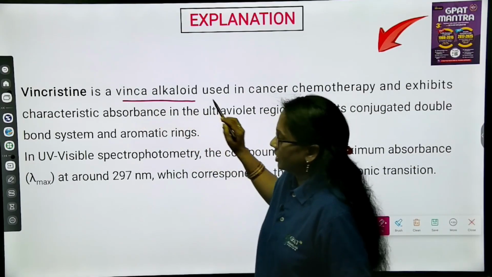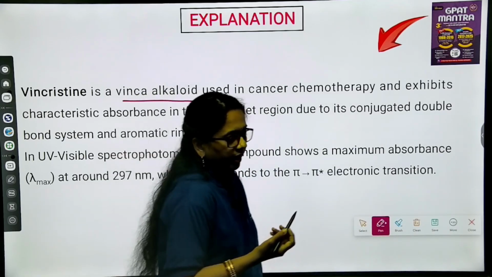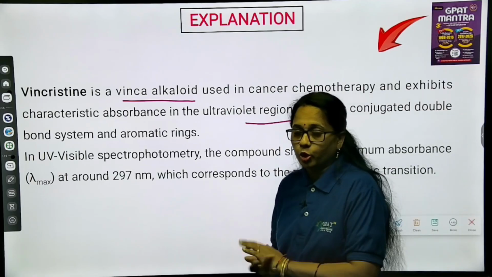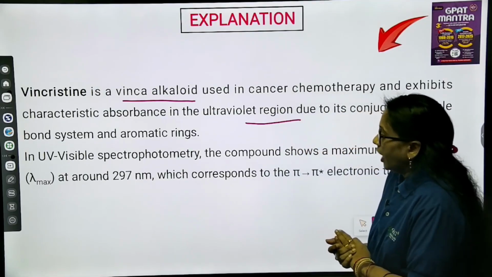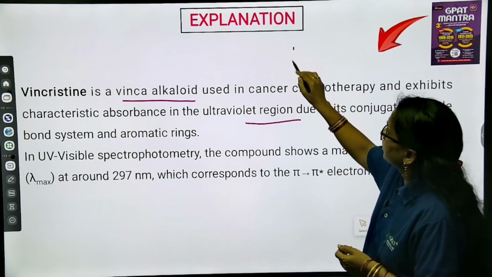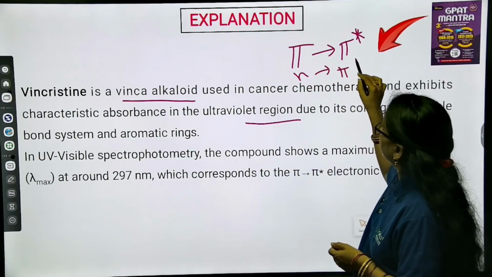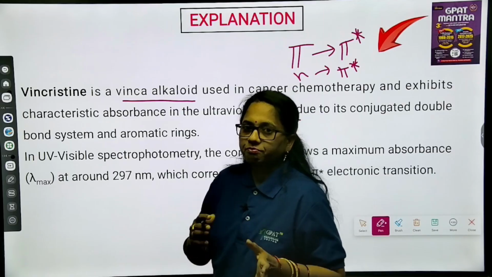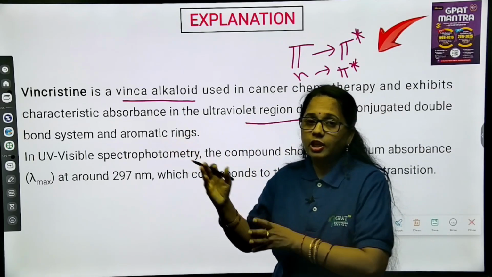If you see vincristine, it is a Vinca alkaloid used in cancer chemotherapy, right? And it is going to exhibit characteristic absorbance in the UV region. This aromatic moiety is going to be present, and nitrogen and oxygen elements are also going to be present here. Mostly, whenever energy is given to such types of molecules, you are going to observe pi to pi star transitions, as well as n to pi star transitions. But majorly, with the n to pi star and pi to pi star transitions, mostly we are going to see longer wavelengths.